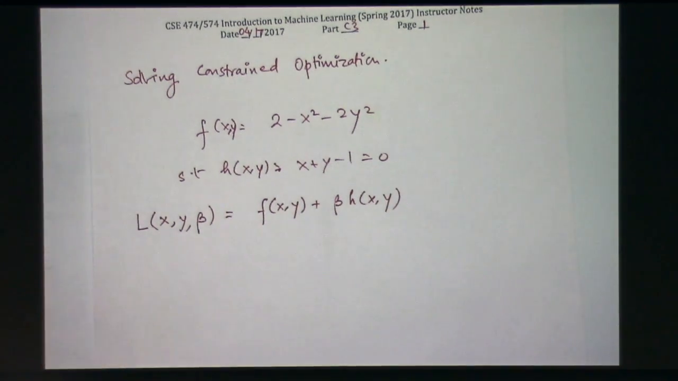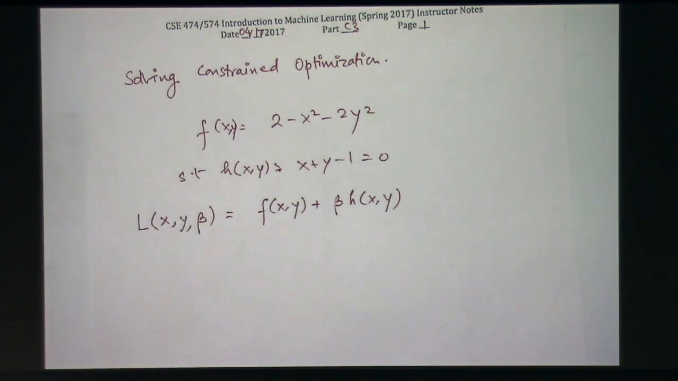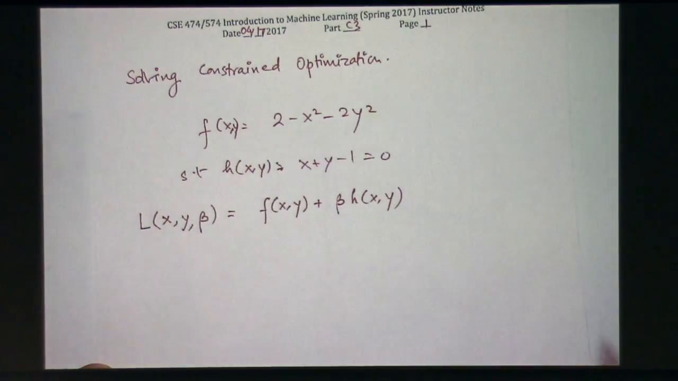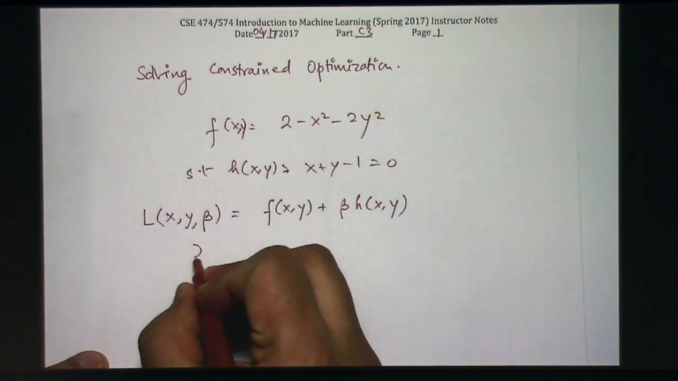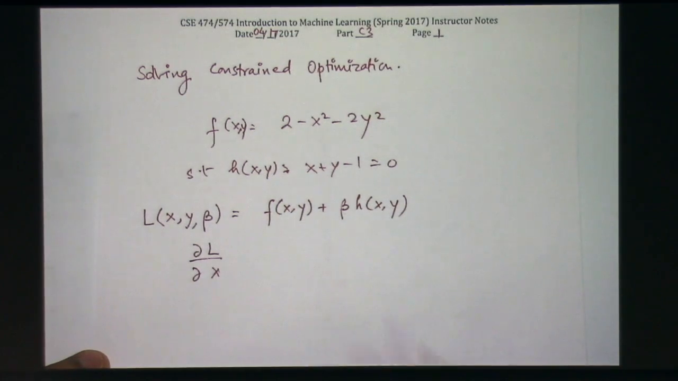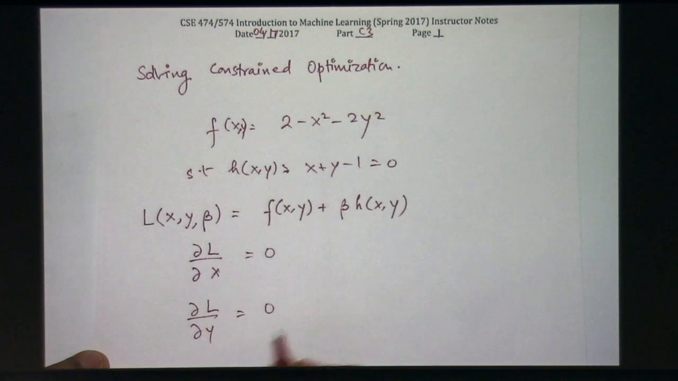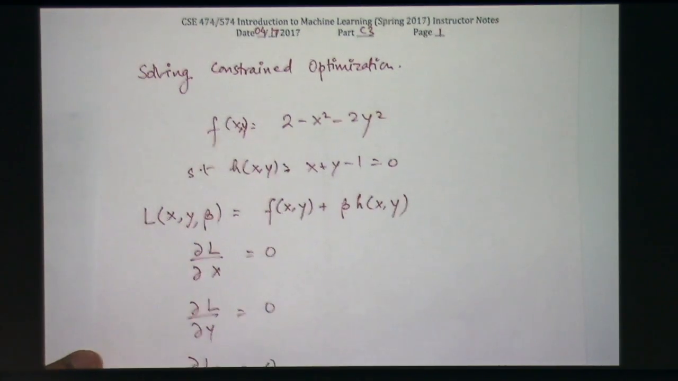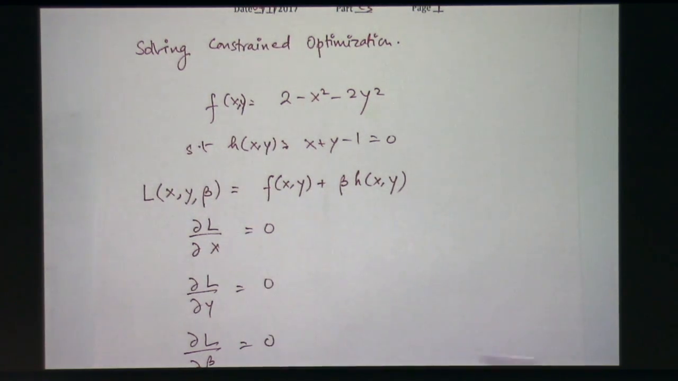So this is a new objective function, but this is an unconstrained problem now, right? Because there are no constraints anymore. Beta is known as the Lagrange multiplier. And then what the Lagrangian method says is that now you can compute the partial derivative of this L with respect to x, set it to 0. You can compute it with respect to y, set it to 0, and compute with respect to beta and set it to 0. And so now you'll have 3 equations and 3 unknowns: x, y, and beta.